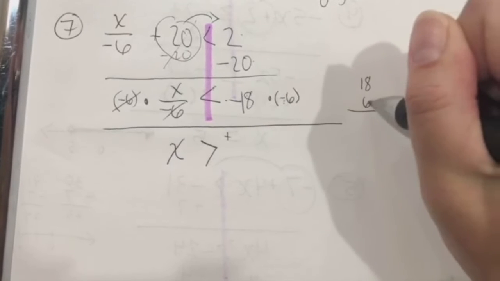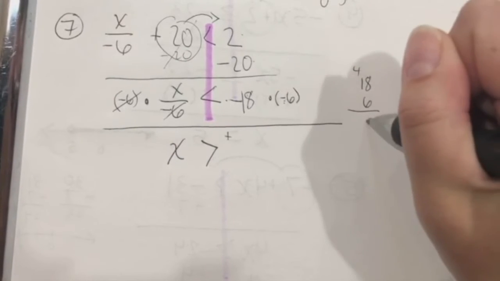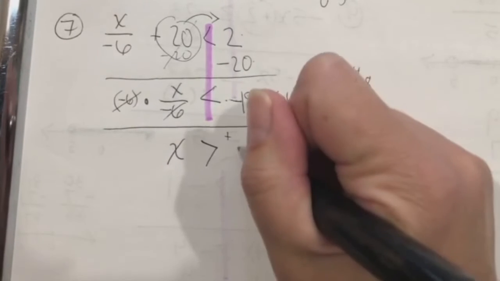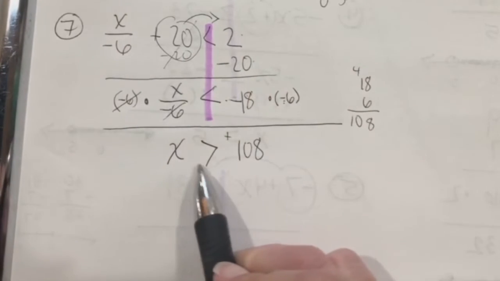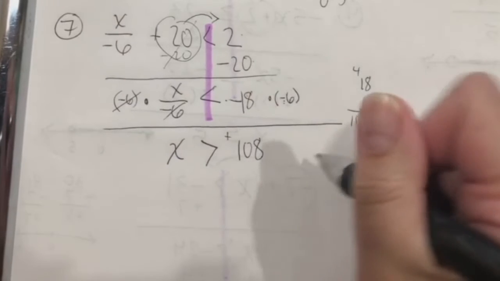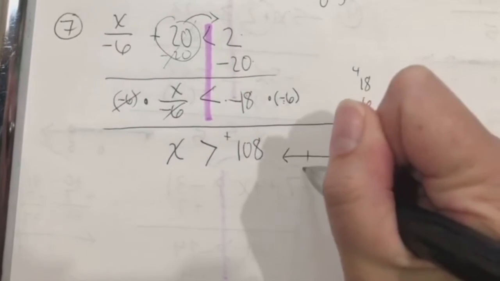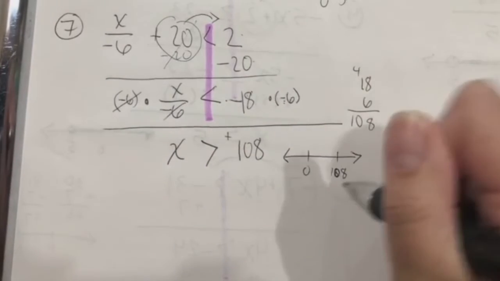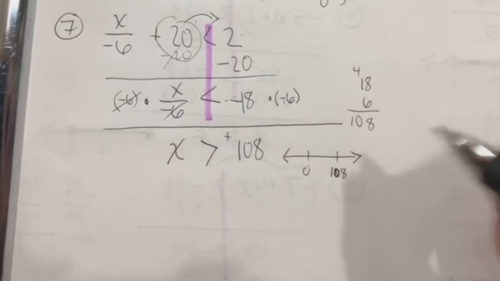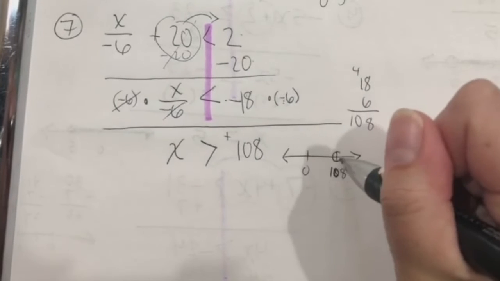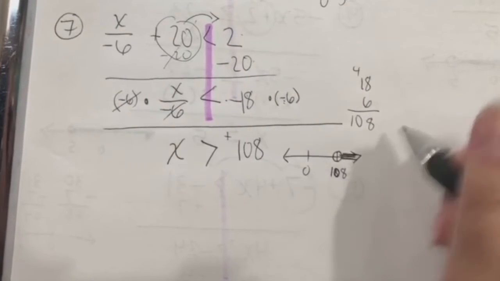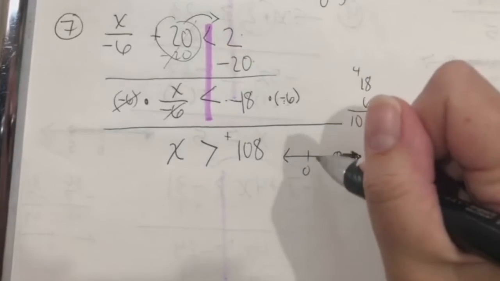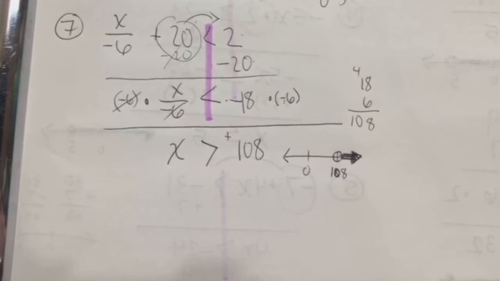18 and 6. 6 times 8 is 48. 6 times 1 is 6, plus 4 is 10. So this is 108. So x is greater than 108. And we can graph that too. Don't worry about trying to draw all that. Just put 108. Just a 0 and 108. And then it's an open circle, and we go bigger than. X is greater than. Okay? You don't need to worry about filling in the numbers. You just put the general idea.